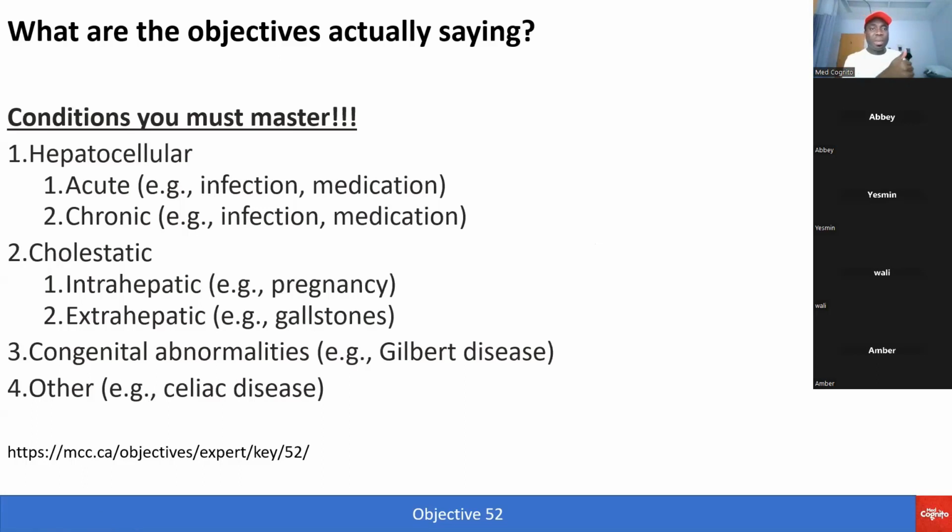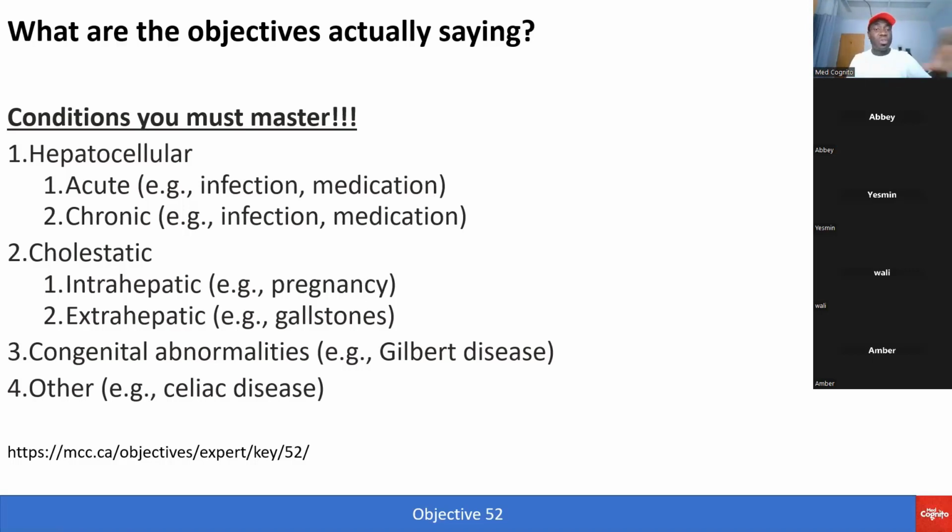The MCC wants you to master acute conditions like infection, so you need to master hepatitis A to E. Number two, medications. I want to learn some common medications which cause liver disease, and I'll be bringing you some questions on that. Then you also want to look at cholestasis, intrahepatic and extrahepatic, like gallstones causing abnormal liver tests, and even cholestasis in pregnancy. Then congenital abnormalities like Gilbert's disease.